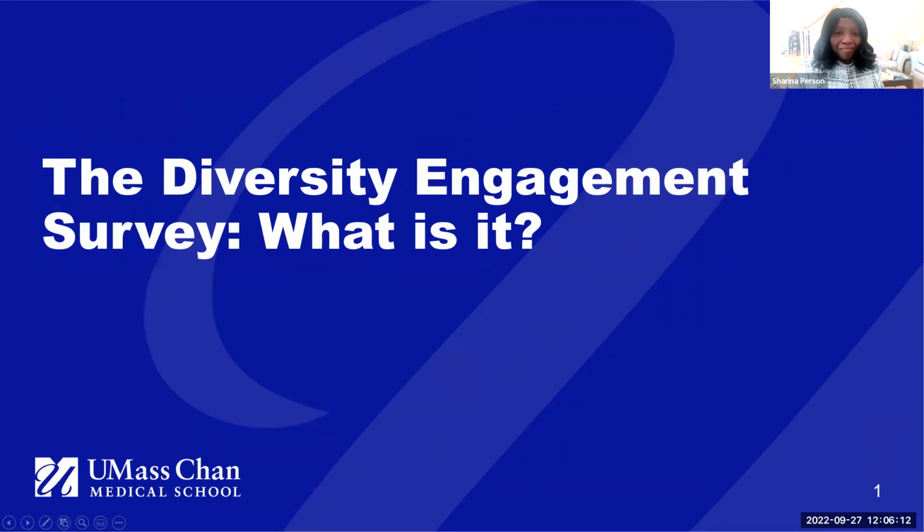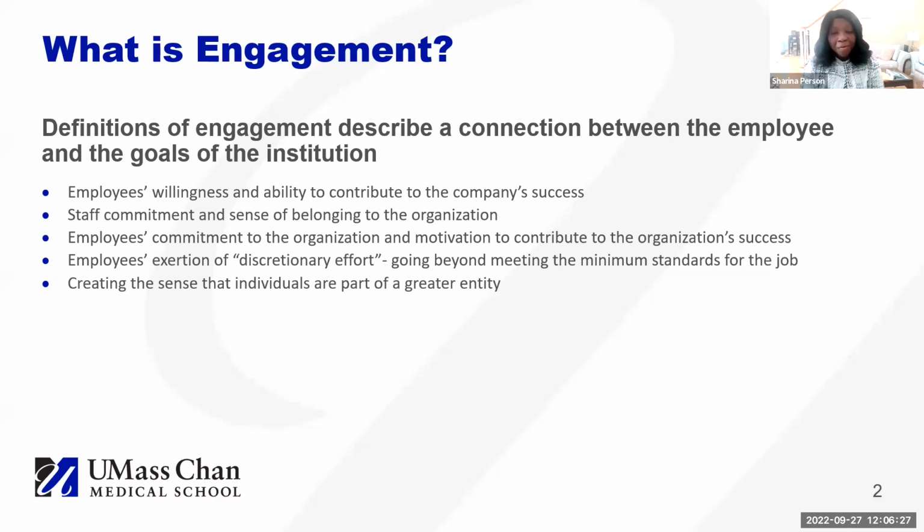All right. Okay, hopefully the first slide that you see is the Diversity Engagement Survey. What is it? So for us to really talk about the survey, we need to talk about some of the terms that we're using. And so the first that would be helpful for us to have in our back pockets is what is engagement. And so by engagement, we're really trying to describe the connection between an employee, a staff, faculty member, and the goals of the institution.